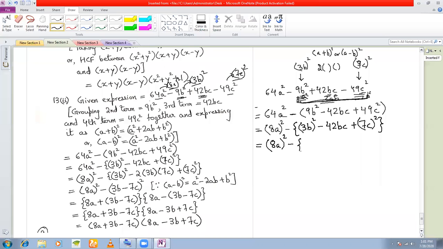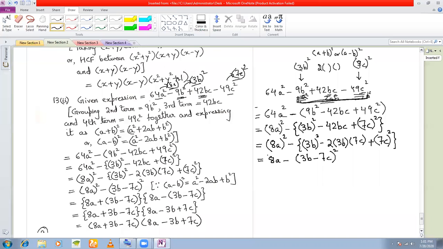Now let us check whether this 42bc is my 2ab term or not. This is a square minus 2, a is my 3b, b is my 7c. Now let me check, will this give me 42? Yes, it is giving me 42. 3 into 2 into 7 is 42bc, isn't it? Yes, sir. Now this is done: 8a whole square minus 3b minus 7c whole square.